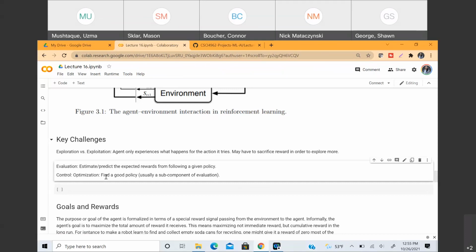So some key challenges: control optimization, finding a good policy, and that's what the problem is. We need to find the best policy, but it might not be optimal in many cases. In most cases, we are not able to solve this problem optimally all the time because of a lot of constraints out there.